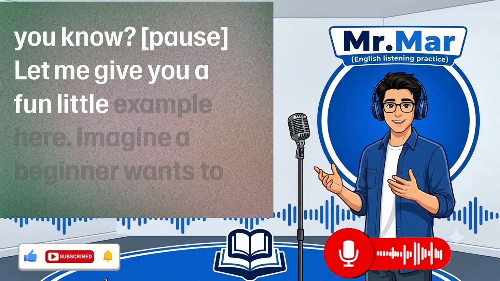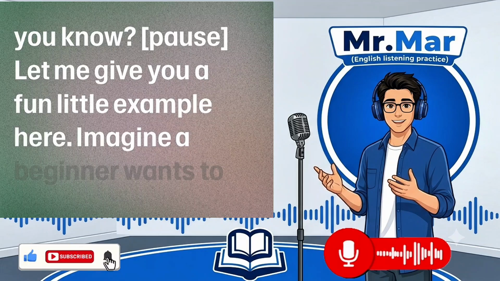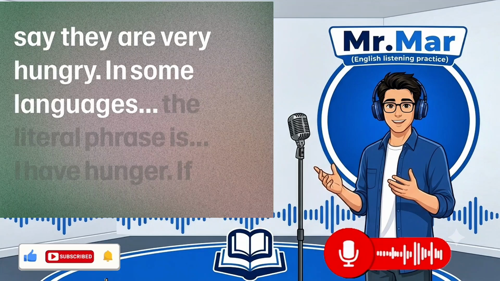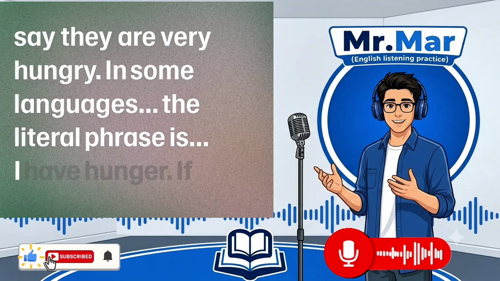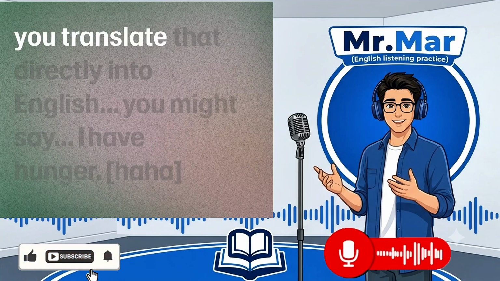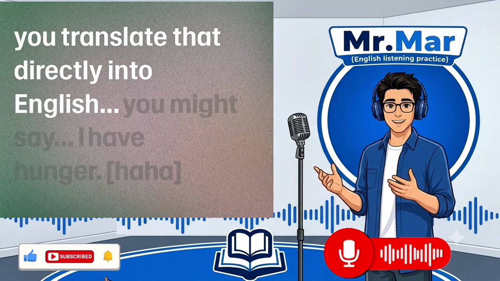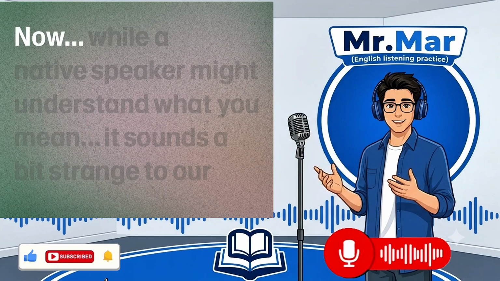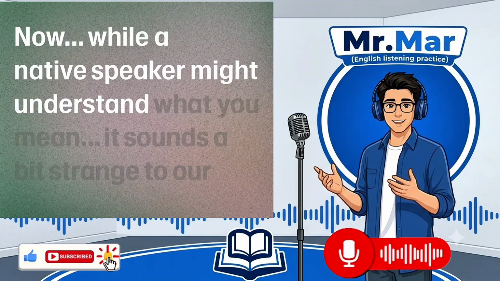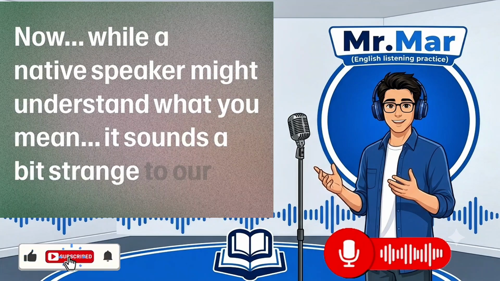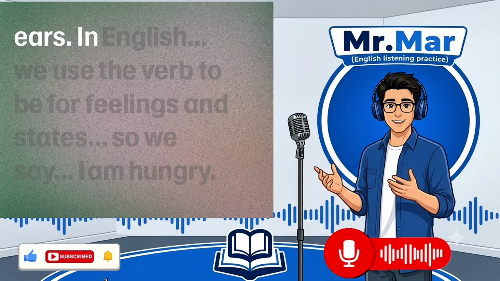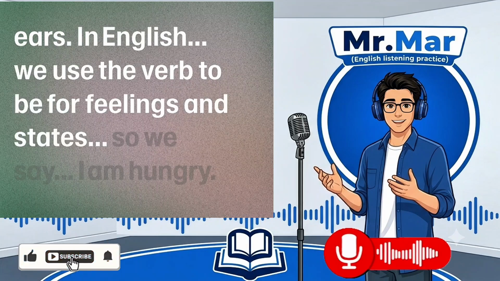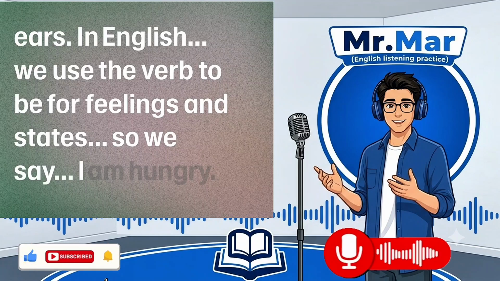Let me give you a fun little example here. Imagine a beginner wants to say they are very hungry. In some languages, the literal phrase is, "I have hunger." If you translate that directly into English, you might say, "I have hunger." Now, while a native speaker might understand what you mean, it sounds a bit strange to our ears. In English, we use the verb to be for feelings and states. So we say, "I am hungry."